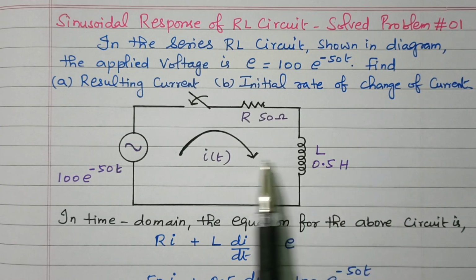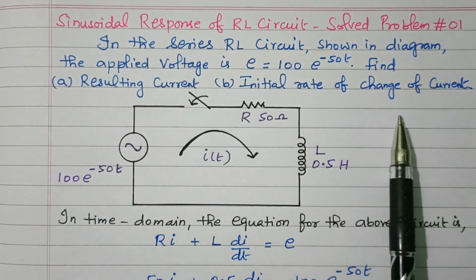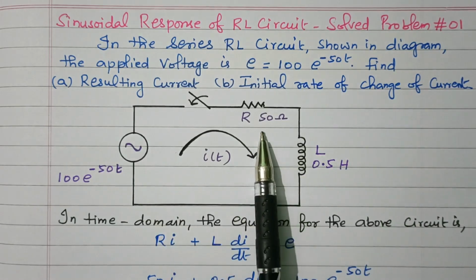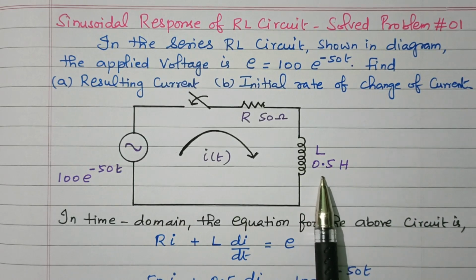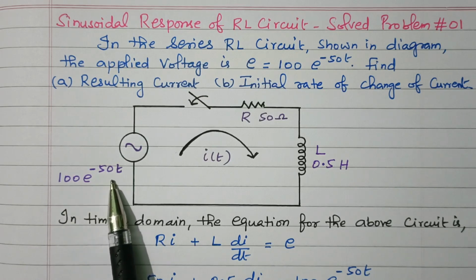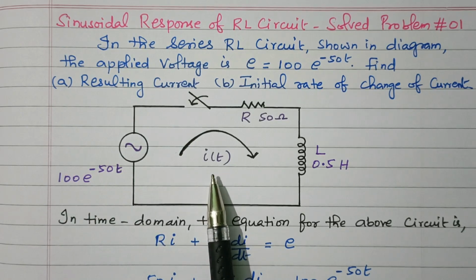Now we'll go to the topic: sinusoidal response of RL circuit, solved problem 1. So this is the circuit given. RL circuit, resistance 50 ohm, inductance 0.5 Henry. It is excited by the exponential function 100 e power minus 50t. The switch T is available. i(t) is the transient current.